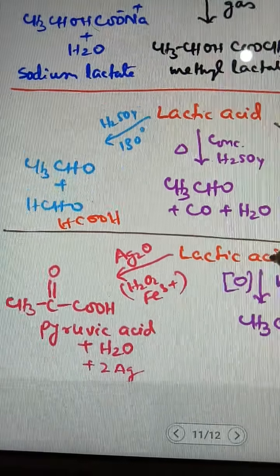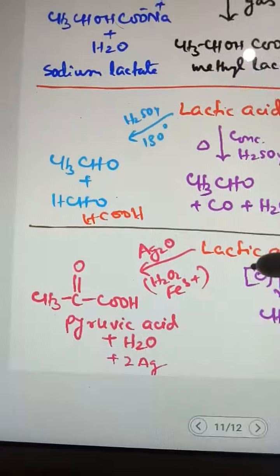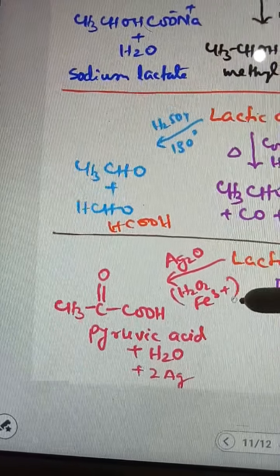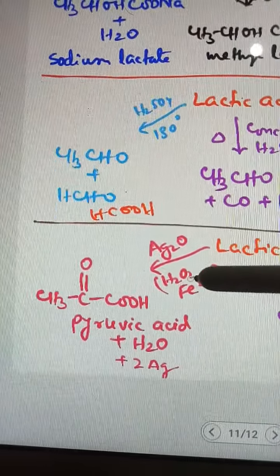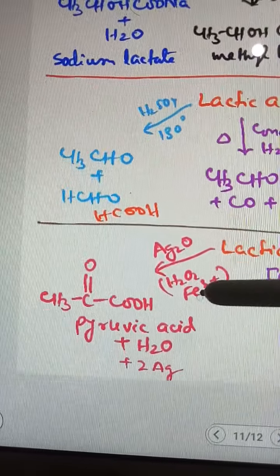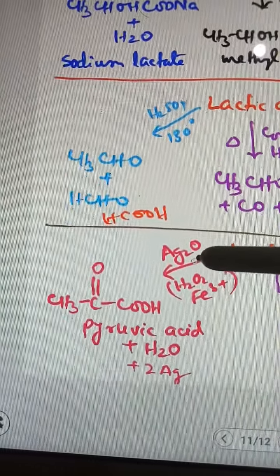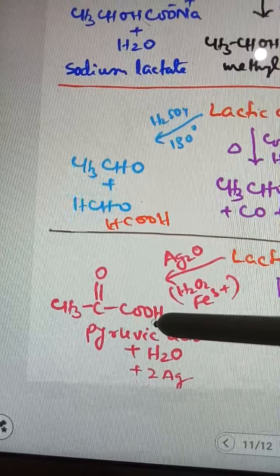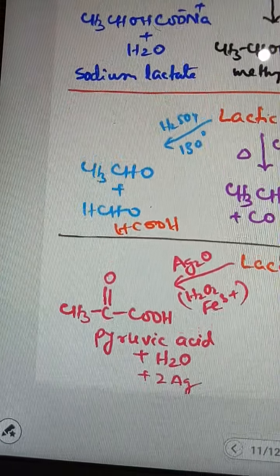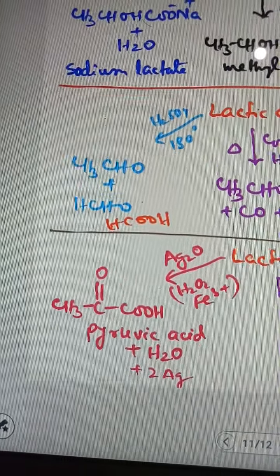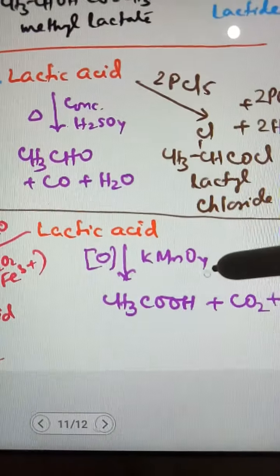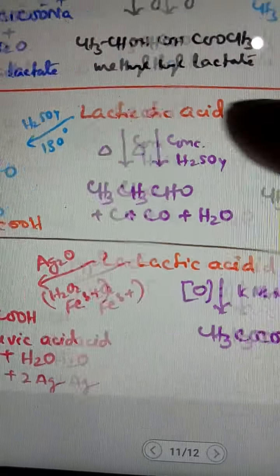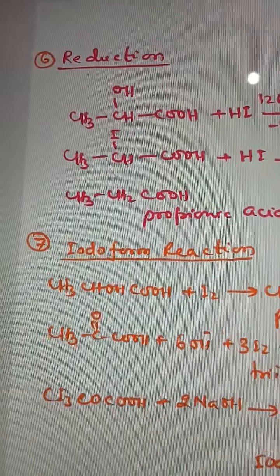Now come to the next part, oxidation. Lactic acid undergoes oxidation in the presence of Fenton's reagent or silver oxide. Fenton's reagent is a mixture of H2O2 and Fe3+. It gives pyruvic acid, CH3COCOOH, known as pyruvic acid. Further, lactic acid undergoes oxidation in the presence of KMnO4, and acetic acid will be obtained. This is acetic acid.